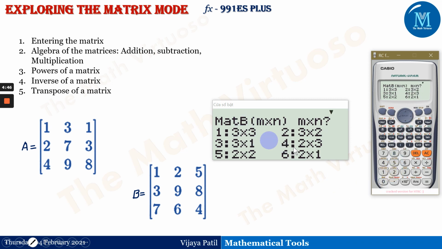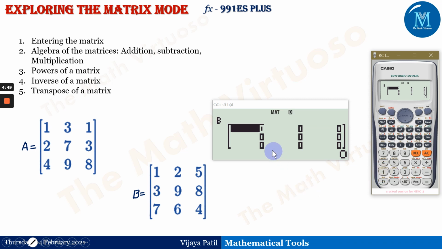After that, again it is asking me the same thing, because it's a 3 cross 3. So 1 equals to, 2 equals to, 5 equals to. So 1 2 5 first row, then 3 equals to 9 equals to 8 equals to. After that it is 7 equals to 6 equals to 4 equals to. So that means now this Mat B has been filled with this particular matrix.